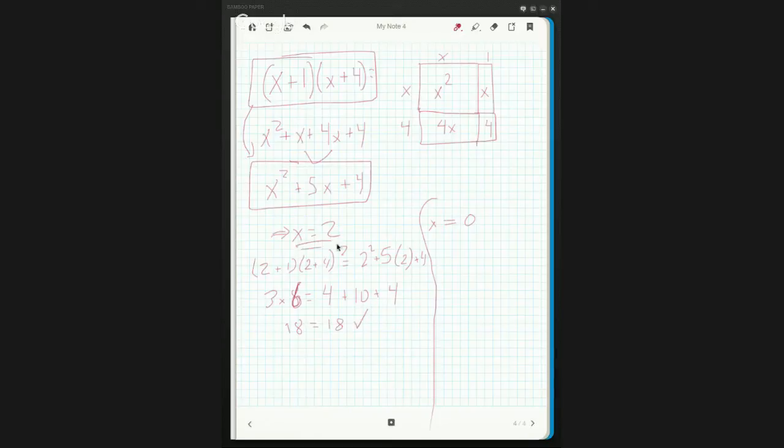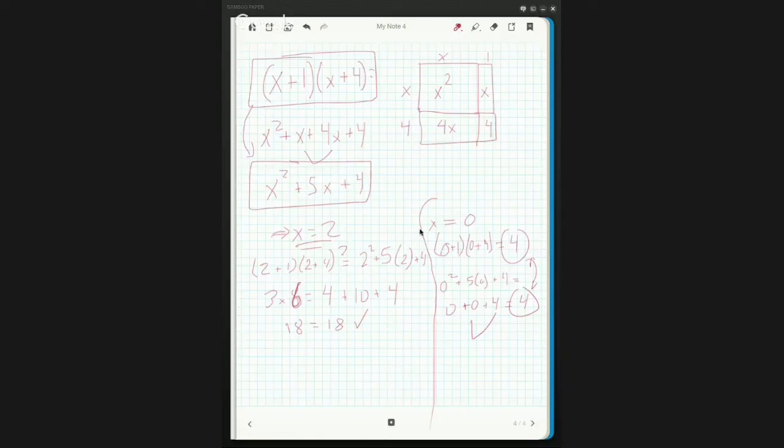Well, let's try it with another number just to see if I'm crazy. So if x is 0, let's go ahead and plug a 0 in up here. Does (0 plus 1) times (0 plus 4), well, that equals 4. And does that equal x squared plus 5x plus 4? Well, does 0 squared plus 5 times 0 plus 4, well, that equals 0 plus 0 plus 4. Well, that also equals 4. So check.